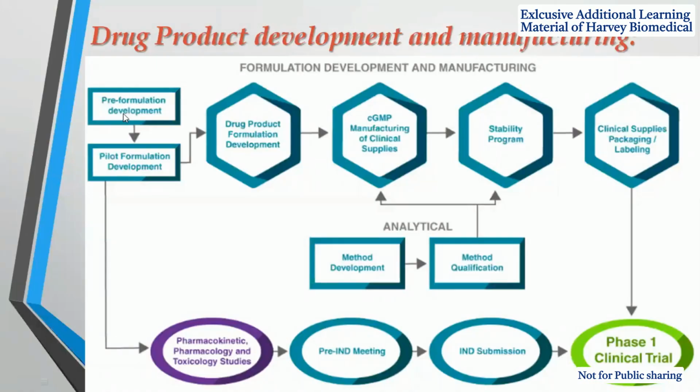If you see how it starts, it's pre-formulation development and pilot formulation development. It goes parallelly with pharmacokinetics, pharmacology and toxicology studies, and parallelly the drug product formulation development. Also, the specific facility is a CGMP, current good manufacturing practice, facility for manufacturing of clinical supplies. Whatever facility is there falls under GMP, and the facility should have the stability program, and also the clinical supplies, packaging and labeling.